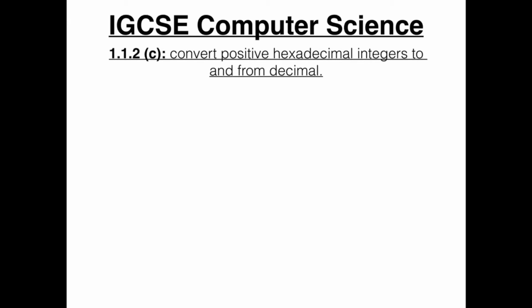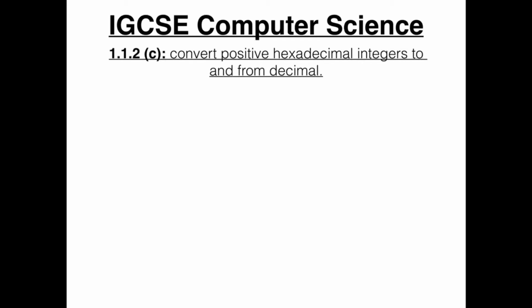IGCSE Computer Science, Syllabus Statement 1.1.2c, convert positive hexadecimal integers to and from decimal. So, we've done conversion before with decimal and binary. With hexadecimal, it's sort of the same concept, but it's a little bit different, of course, because we're working with base 16 instead of base 2, so we're going to need to do certain things a bit differently. Now, hexadecimal to decimal is harder than hexadecimal to binary, which we will cover in the next video.